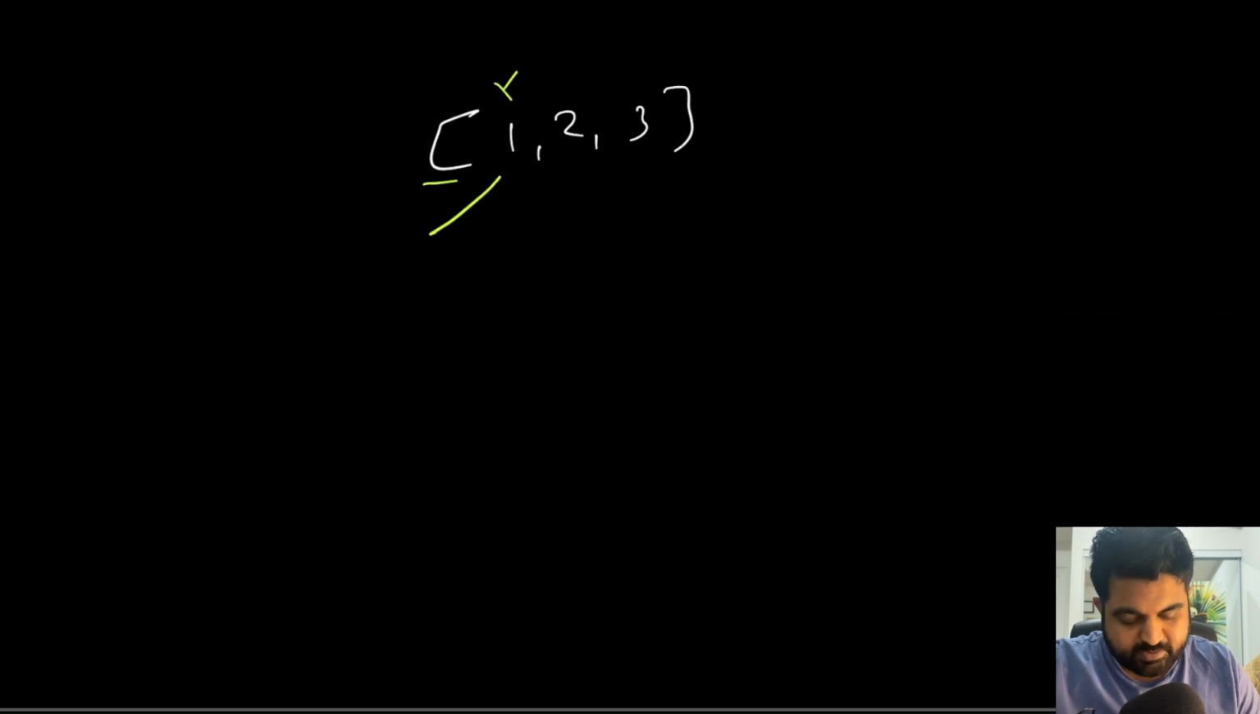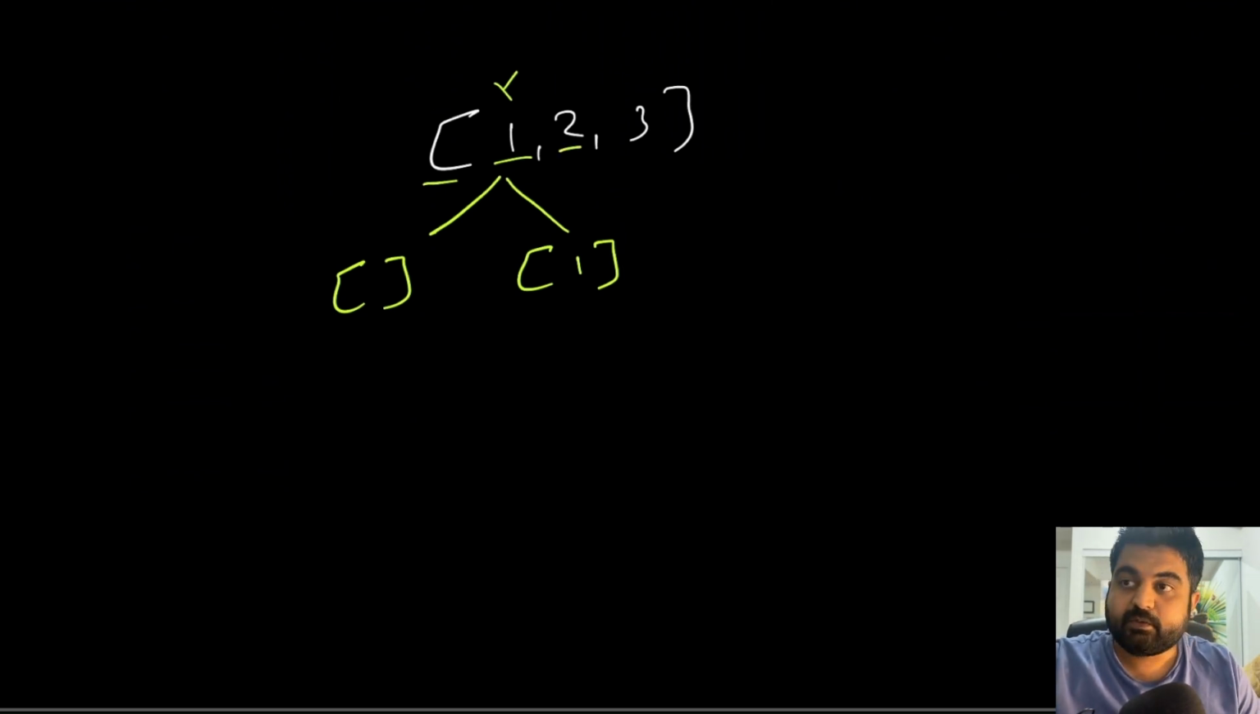So let's see both possibilities. If we don't include 1, we have an empty list. If we include 1, we have one value, that is value number 1. Let's say we decide to go down the path of including value 1. Once again we have two possibilities, whether to include value 2 or whether not to include value 2.